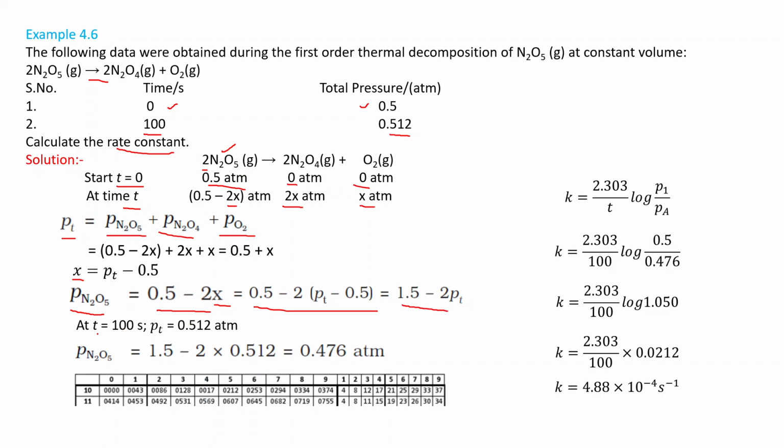Okay. Time is 100 seconds. Total pressure is 0.512 atmosphere. That's why we can find out this is P N2O5 is 0.5 minus 2 into x. This is the total pressure, which is given in the question. This is the pressure of N2O5 after 100 seconds. Now put the value in the integrated rate equation of first order, this one. Now in this case we are taking the partial pressure. This is the initial partial pressure and this is the partial pressure after a certain time. Put the value. Again you have to solve this log.